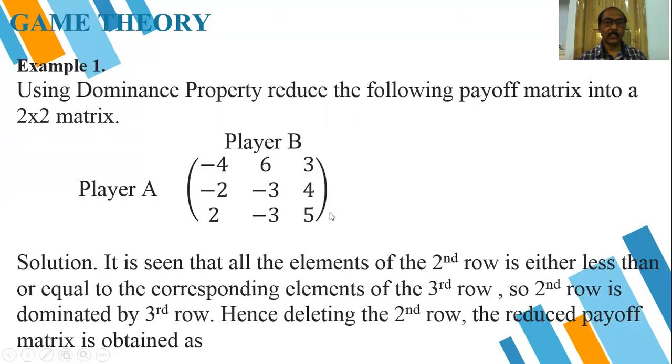So we can say the third row element is greater than or equal to the corresponding element of the second row. That we can say the third row dominates the second row. Hence, we can delete the second row. After deleting the second row, this pair of matrix reduces to 2 cross 3. Seeing that the elements of the second row are either less than or equal, as I said, that is written here.